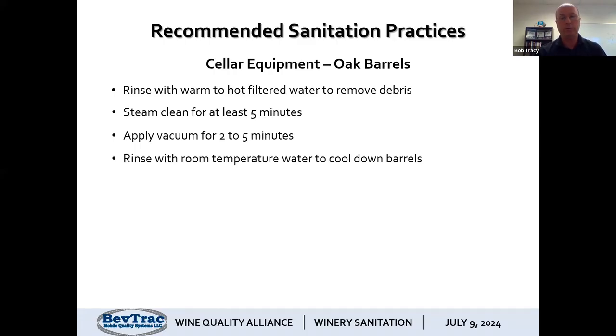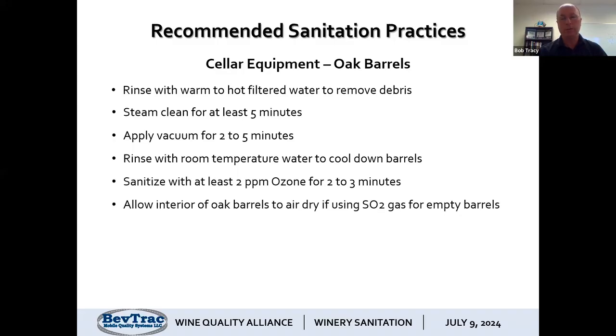Rinse with room temperature water to cool down the barrels, and then sanitize if you can with ozone for 2 to 3 minutes. I don't know how many people have access to ozone, but this actually seems to help even more after you steam clean to sanitize the surface of the barrel, the interior surface.